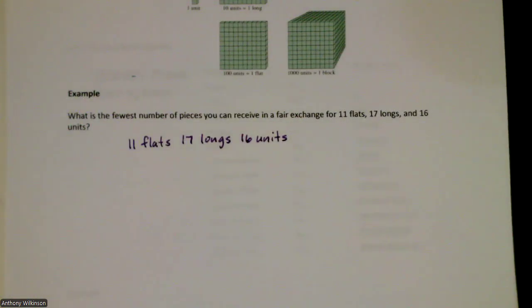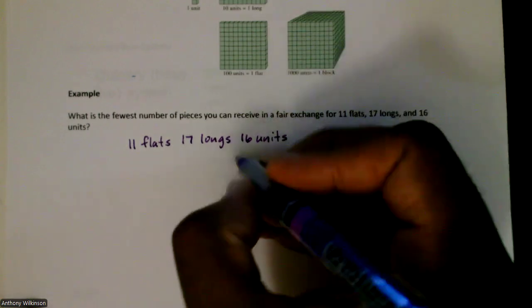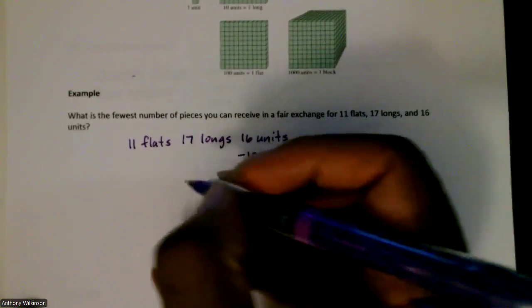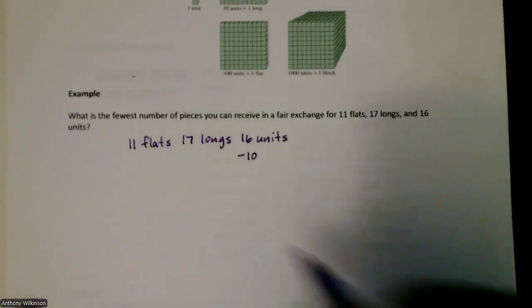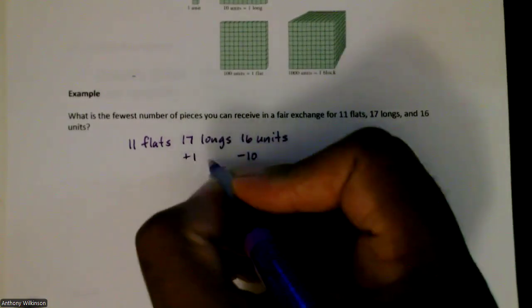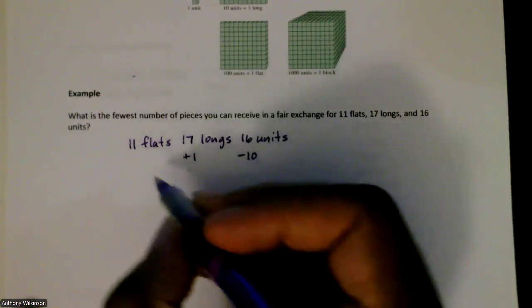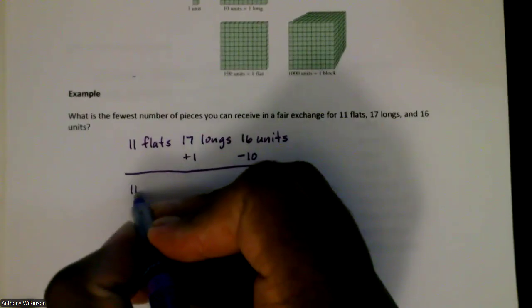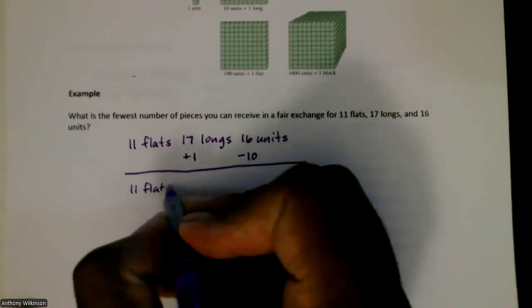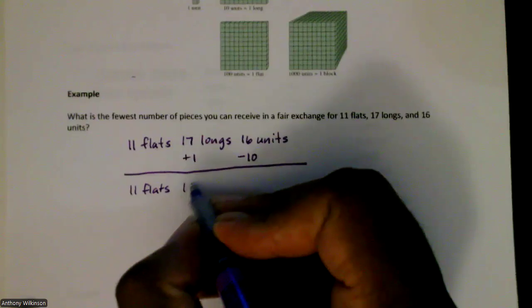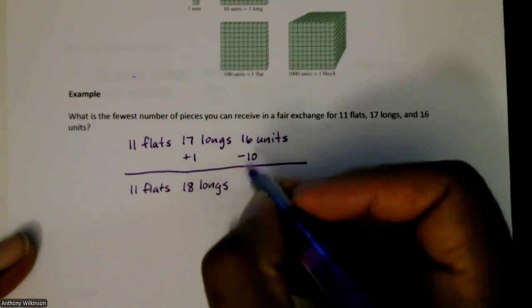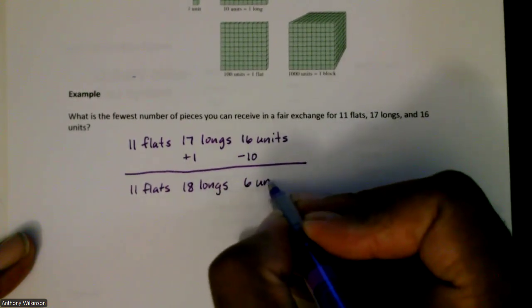Now I know I can use 10 units to make up a long. So what I can do here is subtract 10 from these 16 units and exchange for it one long. Let's add one long to that. So that means I'm going to have 11 flats. 17 plus the 1 will be 18. So now you'll have 18 longs. And then 16 minus the 10 will be 6 units.